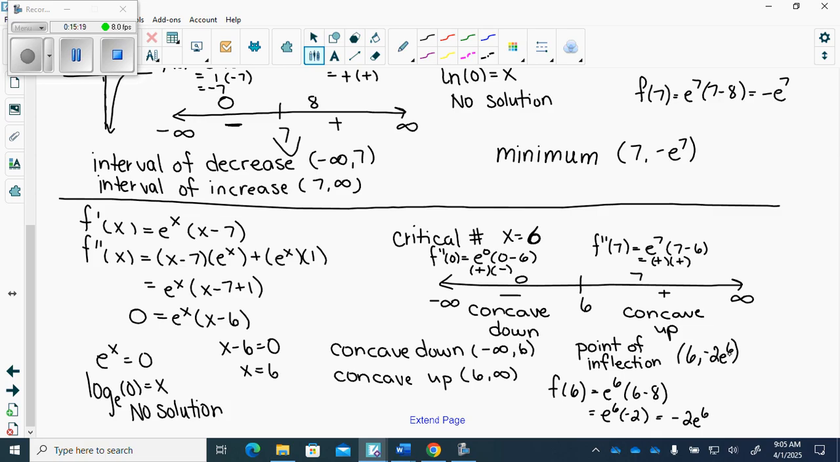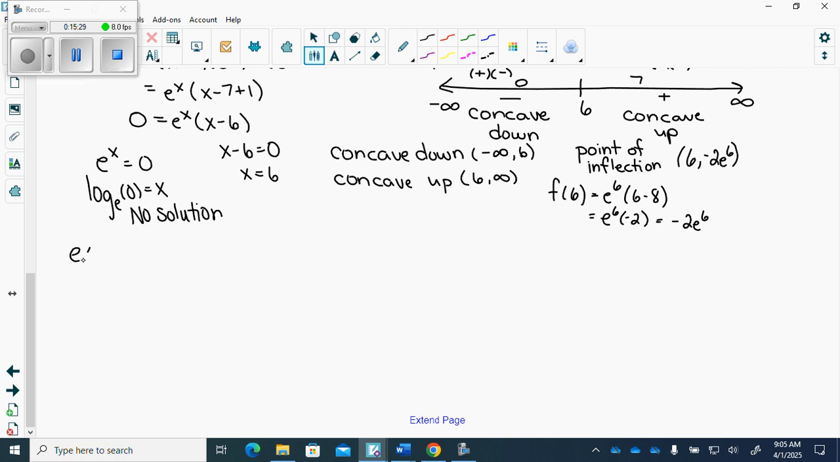Okay. Trying this one out now. New example. Okay. Type that one into your y equals. I know we won't always have an option to type it in for now.